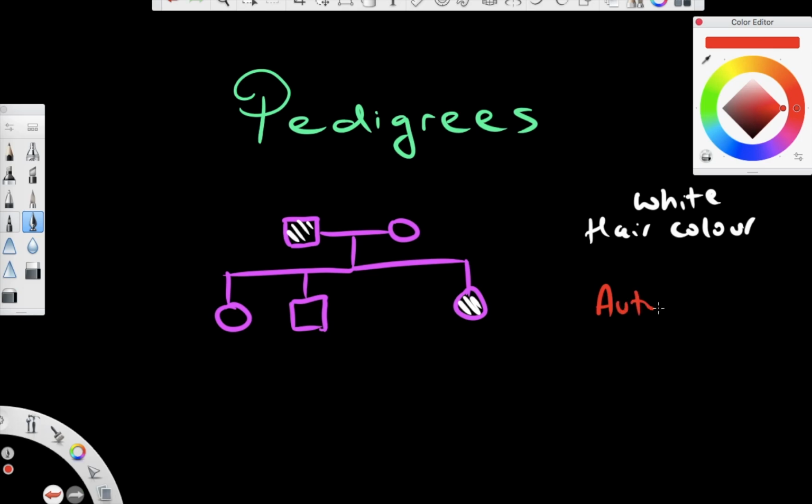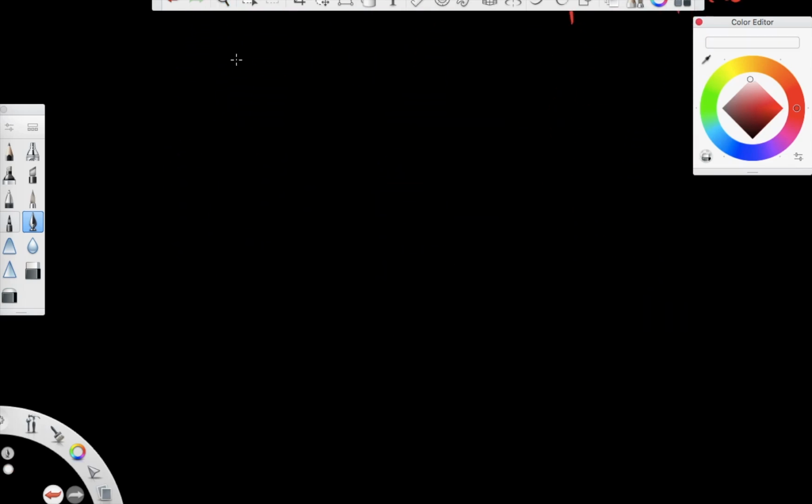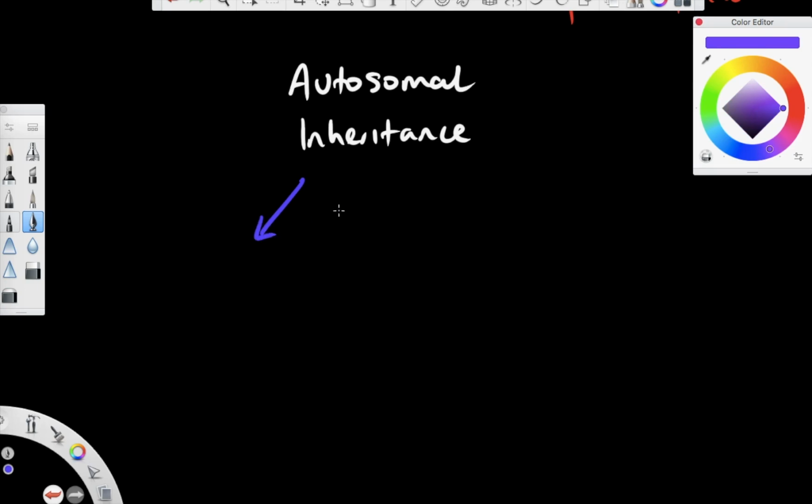So let's just write that: autosomal mode of inheritance. Now, for autosomal mode of inheritance, there are two subcategories, right? One of them is dominant and the other one is recessive. So let's just write that down. One can be dominant and the other one can be recessive.